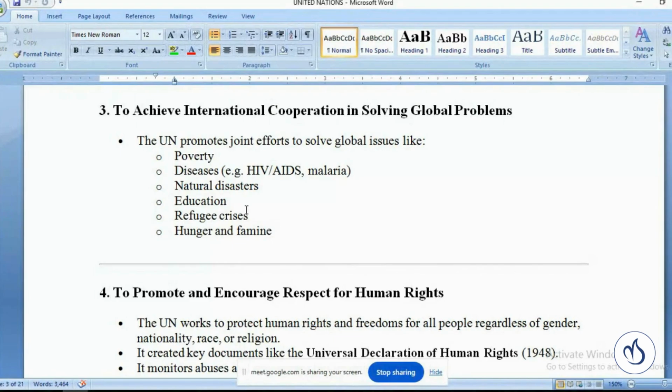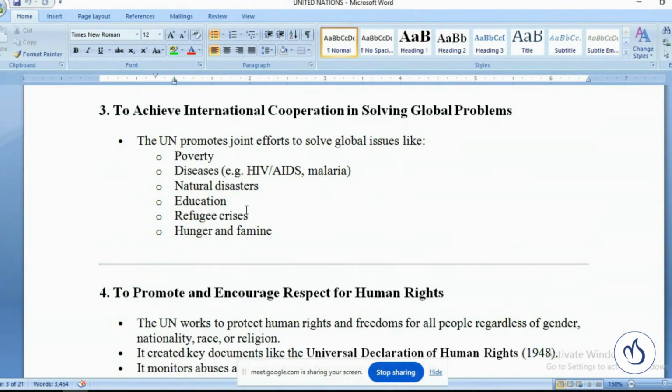The UN fights a lot to make sure that countries are not poor and the natives are not poor. Diseases: at times you find that we have very strong diseases that can't be managed by our country, for example the COVID-19 pandemic, HIV, and malaria. If you come from our villages here in Uganda, we have these mosquito nets. They normally give them out for free.